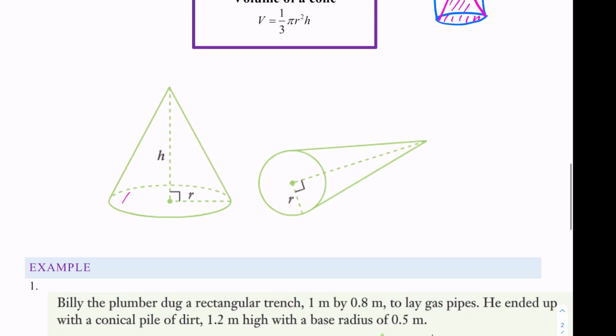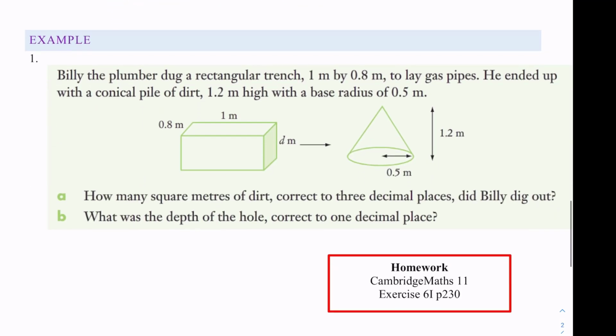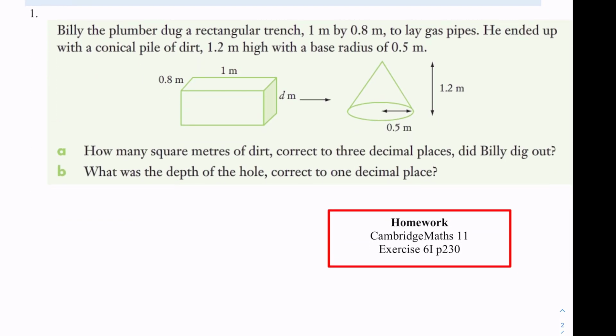And here are a couple of cones, the base a circle, and my height. So let's have a look at this example. Billy the plumber dug a rectangular trench, and here it is. And this is more a problem-solving question. It's 1 metre by 0.8 metres to lay some gas pipes. He ended up with a conical pile of dirt. So here is my dirt. It's just like a cone, which is 1.2 metres high and has a radius of 0.5. And it says, how many square metres of dirt, correct to 3 decimal places, did Billy dig out?